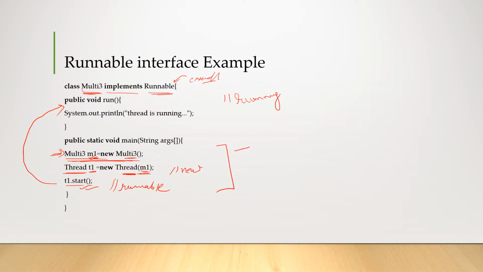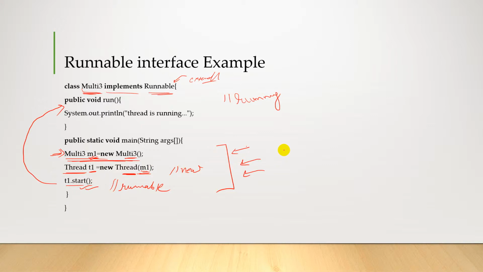First we are creating the object of the class, then we are creating the object of the thread, then we are passing the object of that class, and then we are invoking start. And there we had just two steps. We were just creating the object of that class and simply invoking the start method on it.